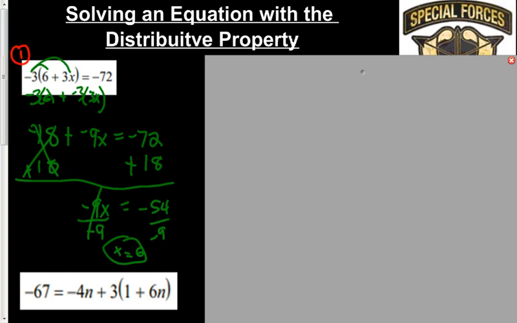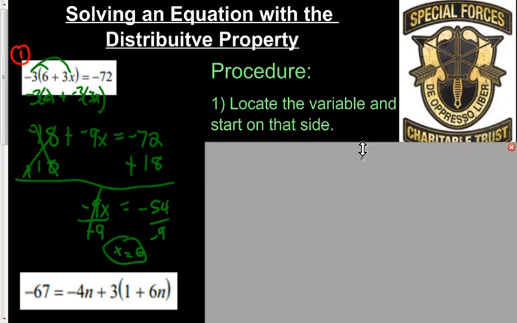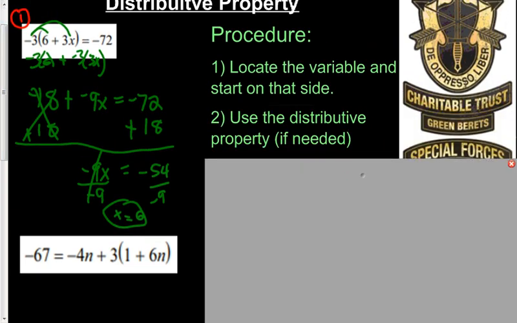Now, how can we put that into a procedure that we can always use when there's distributive property? Well, it's right here. And I'd suggest writing this down. Always start by locating the variable and start on that side, which we did. Then we use the distributive property because there was a case where we needed to use the distributive property.